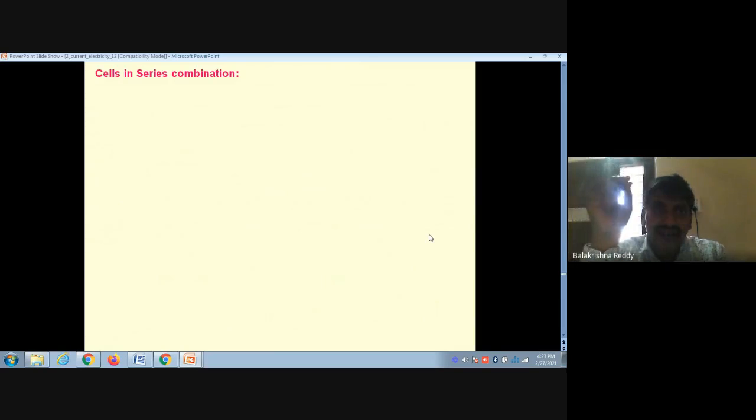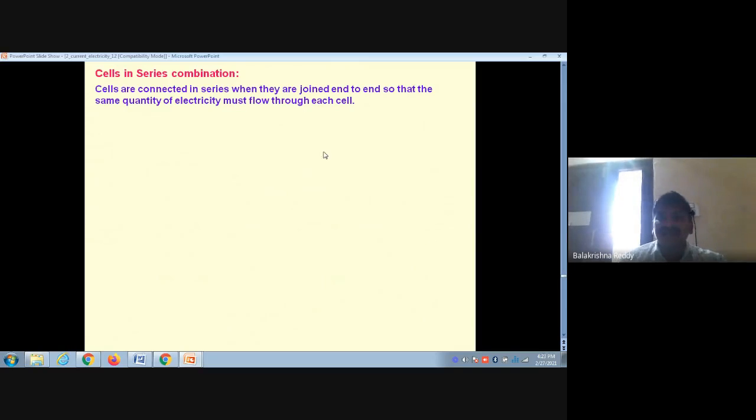Okay. Now, cells in series combination. We know what a cell is. A cell is a primary source of electrical energy. A cell always has some chemicals inside. It stores electrical energy in the form of chemical energy. Cells are connected in series when they are joined end to end. The same quantity of electricity must flow through each cell.